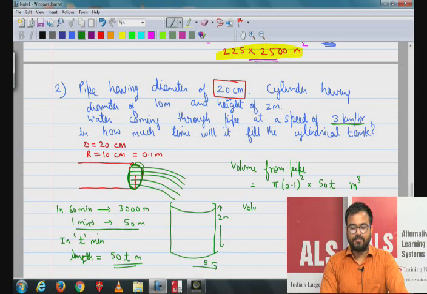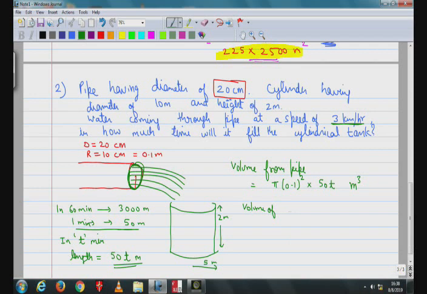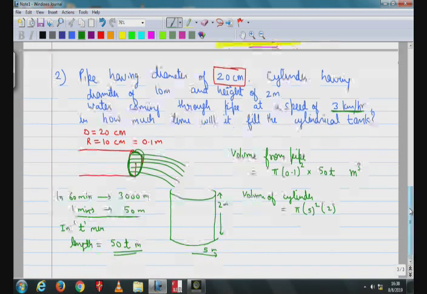Now the volume of the cylindrical tank is again pi r square h. So pi, the radius is 5, so 5 square, and the height is 2. We just have to equate both of them, and then calculate the value for t. No, Itanagar, this is not the right answer. So now you can equate both of them.